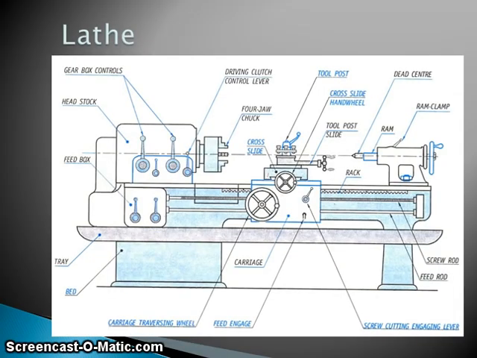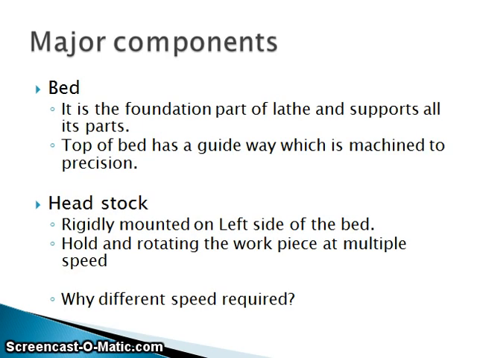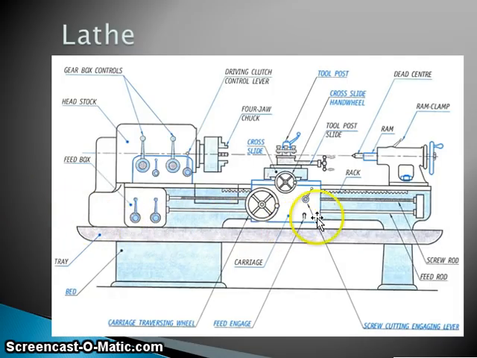According to this diagram, you can see the line diagram of a lathe machine. You can see the major parts of the lathe machine: bed, headstock, tailstock, carriage assembly, and main drive. Let's first start with the major components. The first one is the bed, as you can see in the diagram.